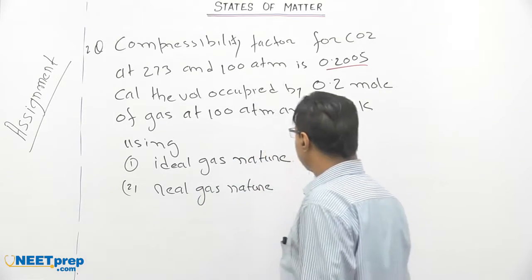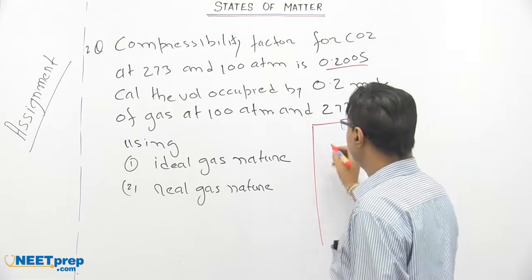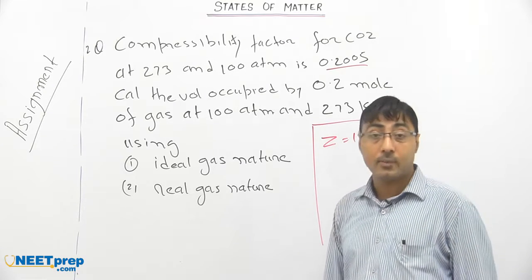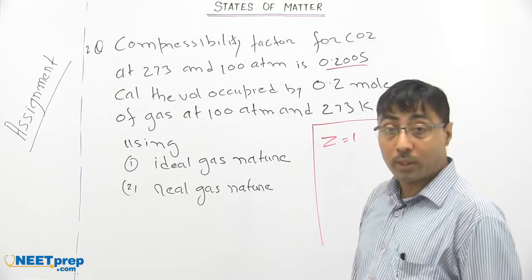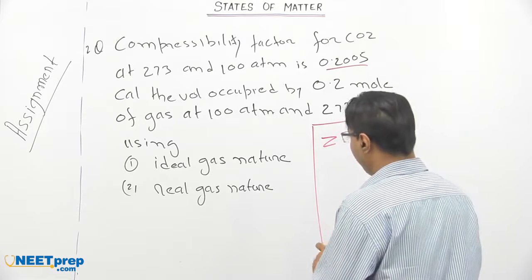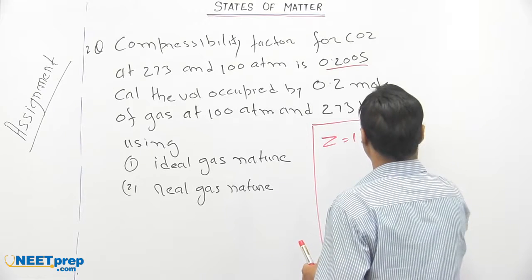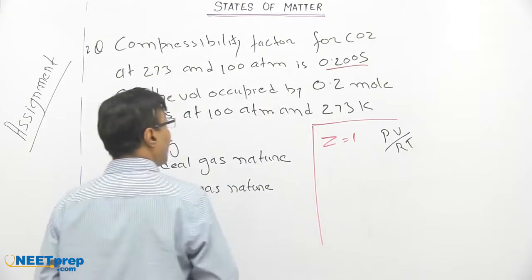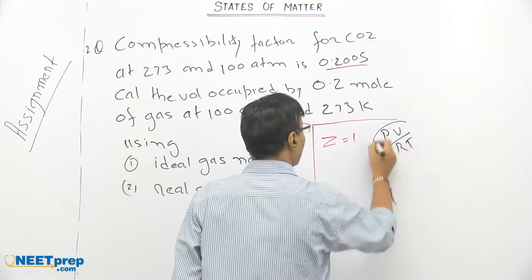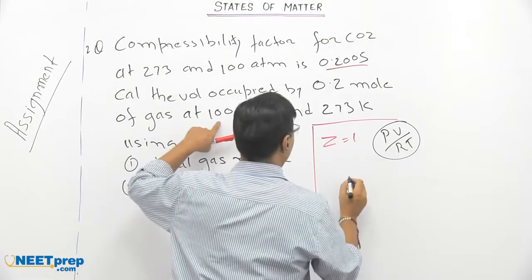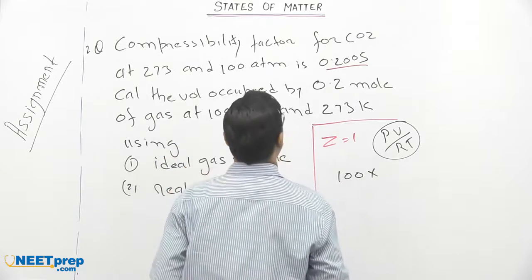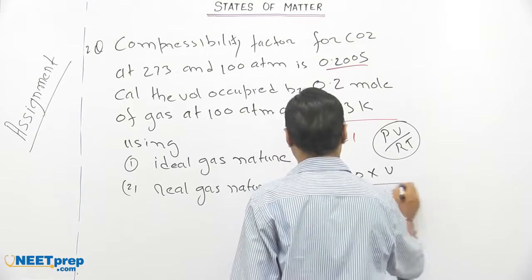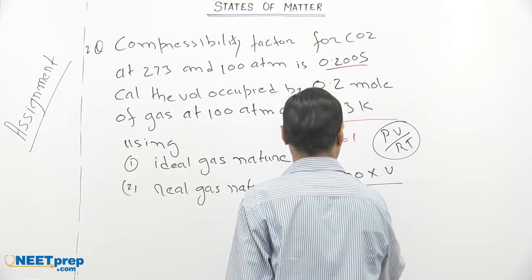When we are using the ideal gas, in that case Z is equal to 1. आइडियल गैस के लिए Z कितना बताया था? आइडियल गैस के लिए Z की वैल्यू है 1. So Z is equal to 1, and we have to write PV by RT. Put the value of P, V, R and T. P is equal to 100 atm. V we need to find out, divided by T is equal to 273.